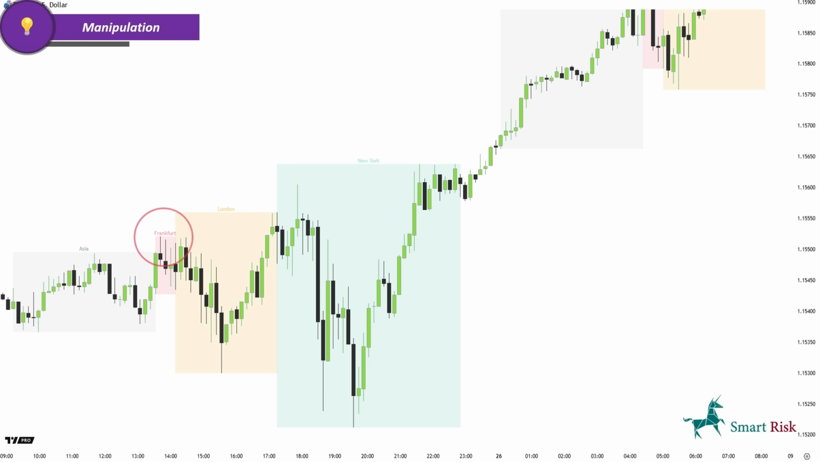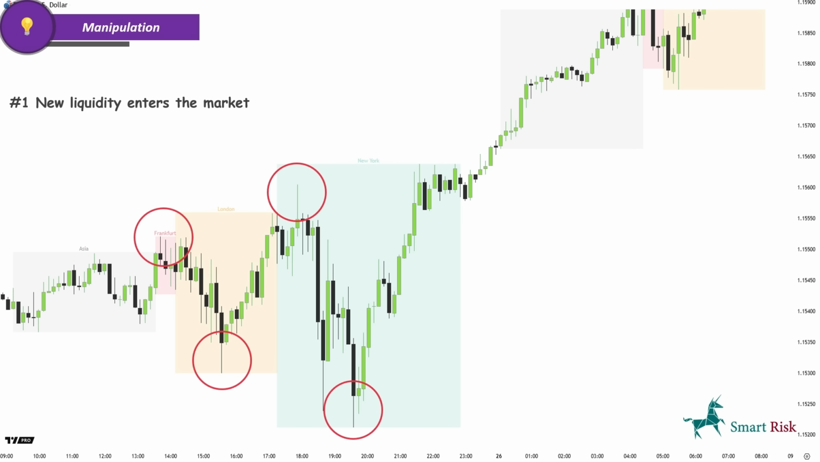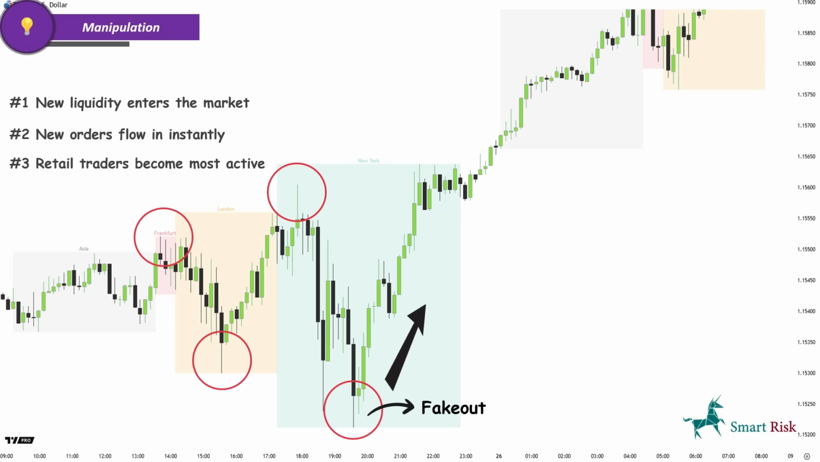It's because during the major session opening, several things happen at the same time. New liquidity enters the market. Fresh orders flow in instantly. Retail traders become most active, and smart money uses that exact moment to manipulate price, create a fake move, trap traders, collect liquidity, and then deliver the real move they intended from the beginning.